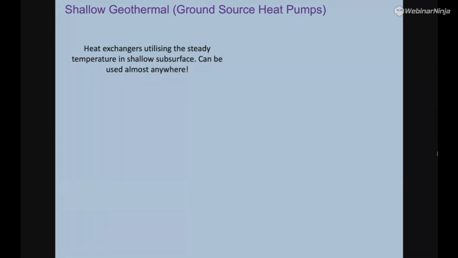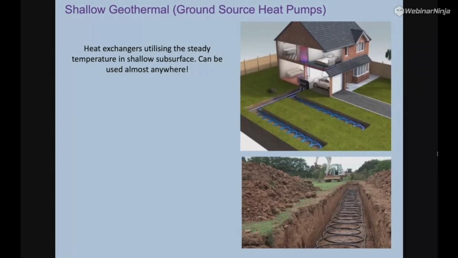And that leads us on to the next subject, which is direct use of geothermal, starting with shallow geothermal. And by this, I really mean ground source heat pumps. Basically, this is a technology that uses heat exchangers to utilize the steady temperature in the shallow subsurface, and they can be used almost anywhere. There's quite a few different types, and they scale up to being quite significant, but this is an example of a closed loop system, a horizontal one, but you can also get open loop systems, and you can get vertical systems, and they don't have to be coiled, used for heating and cooling.